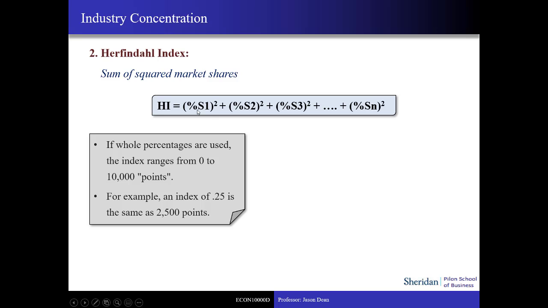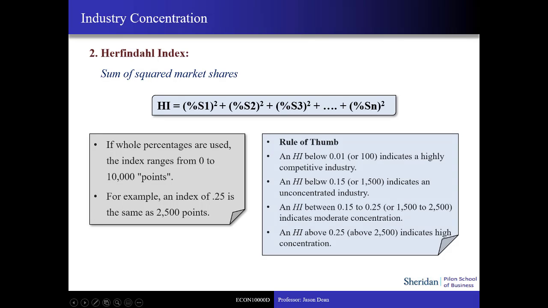You could put the proportion in here, so instead of 80%, you would put 0.80. If you do that, it'll range between 0 and 1. So there are again some rules of thumb we can follow. There's a rough guideline: if you're below 0.15 or 1,500, depending on whether you use the whole percentages or not, these are relatively unconcentrated. So obviously a very small number would be a very competitive industry. But for values above, say, 2,500, that would be evidence for an oligopoly.